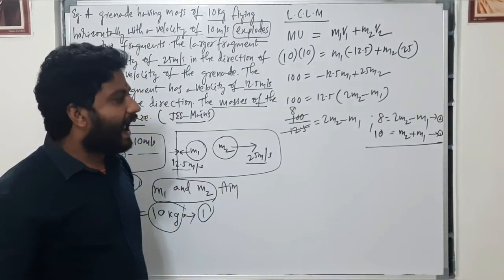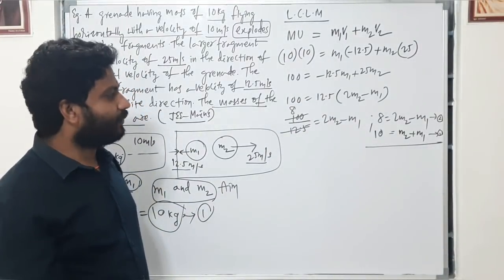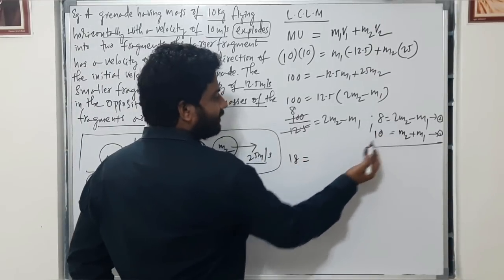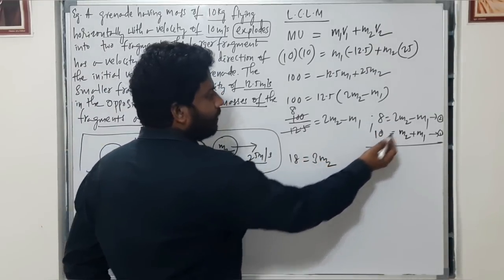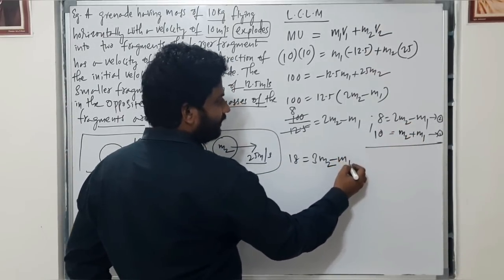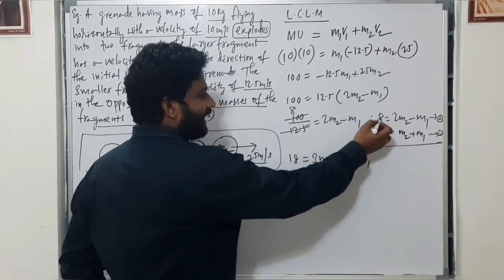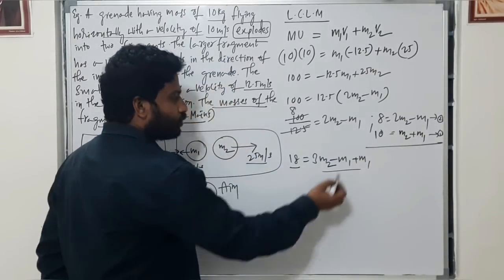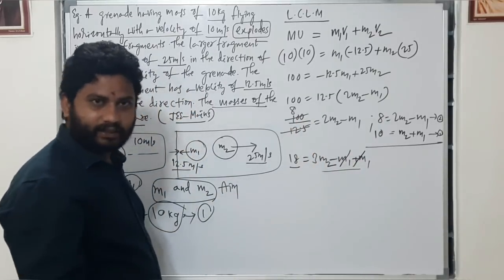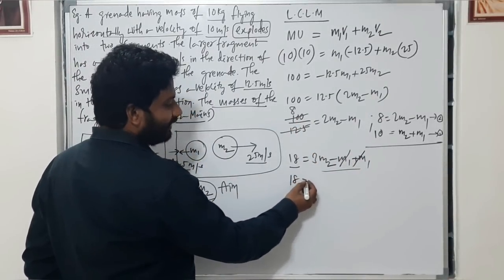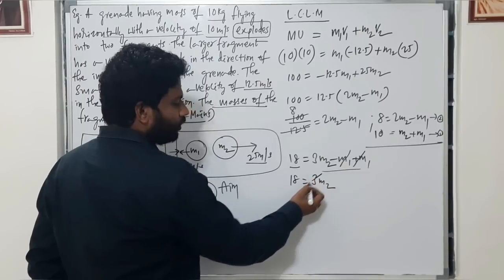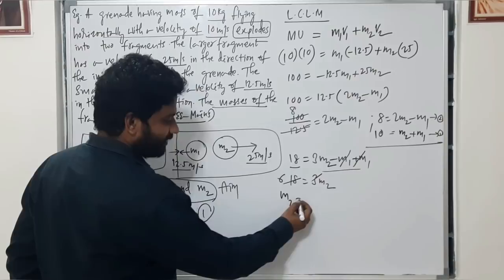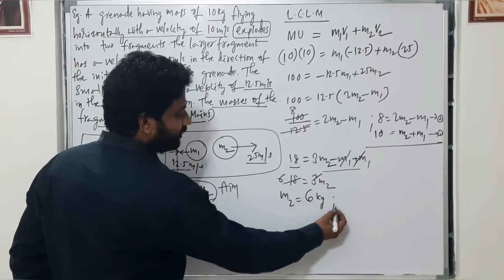Both the equations, if I add, what happens? Let me add both the equations. 10 plus 8, which is 18. 2m2 plus m2, it's 3m2. Minus m1 plus m1. See, I'm just adding left hand side and I have added right hand side part. So minus m1 plus m1 cancel here. So what is remained? 18 is equal to 3m2, so m2 is equal to how much? 6 kg. m2 is 6 kg.